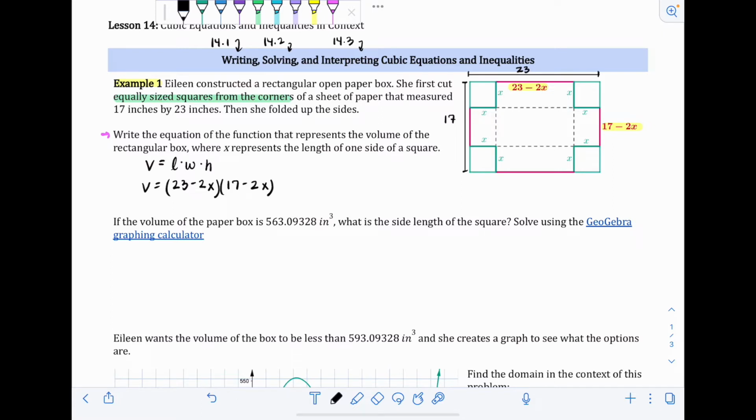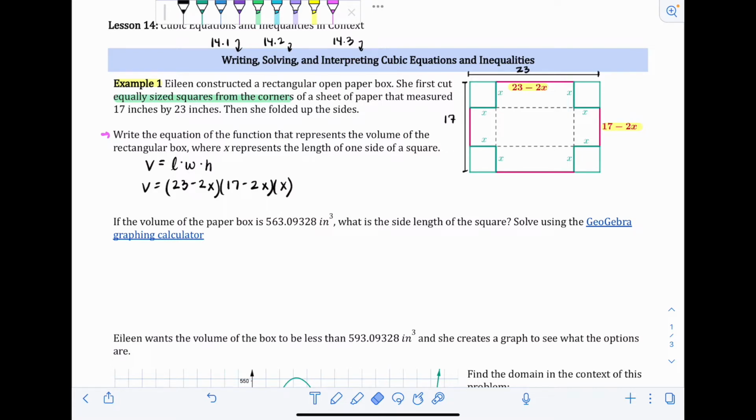And then the height. If we're folding up the sides, these are going to be our heights, the X dimension that gets folded up from each corner. So times height would be times X. Volume is just all three dimensions multiplied together: 23 minus 2X times 17 minus 2X times X. And then we want to simplify it and get it into standard form.